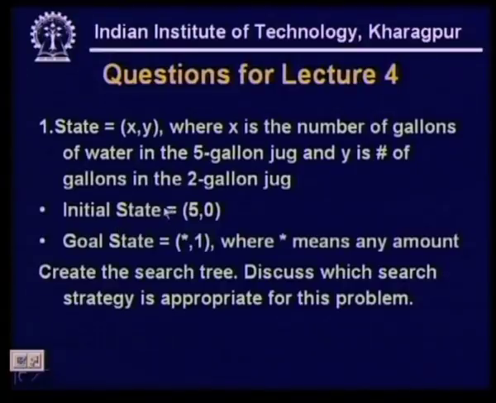Initial state: the first jug contains 5 gallons, the second jug is empty. So, 5 0. Goal state: star comma 1, that is, the second jug must have 1 gallon. The first jug can have any value, we do not care. So, for this problem you have to create the search tree and discuss which search strategy is appropriate for this problem. Let us look at the solution to this problem.